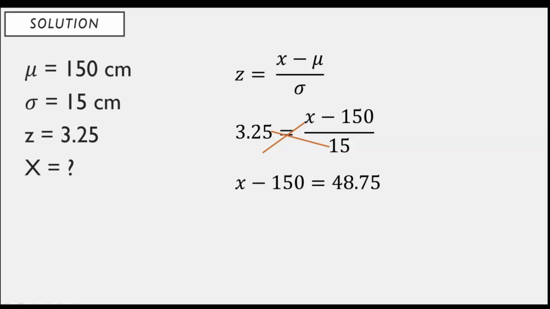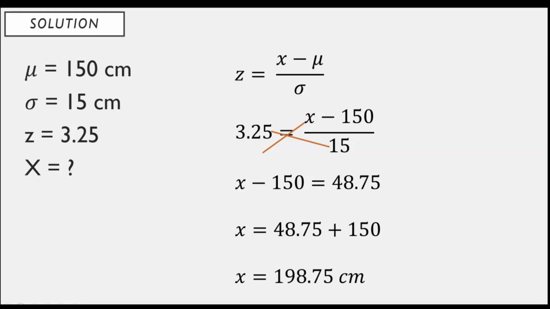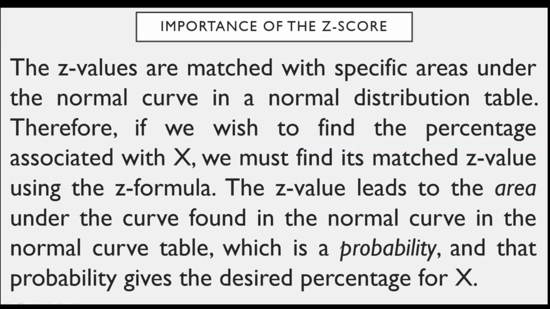So we need to transpose negative 150 to the other side. So our next equation would be x is equal to 48.75 plus 150, and that is equivalent to 198.75 centimeters. So from here, we know that the actual height of Sir Victor at z squared 3.25 is 198.75 centimeters.